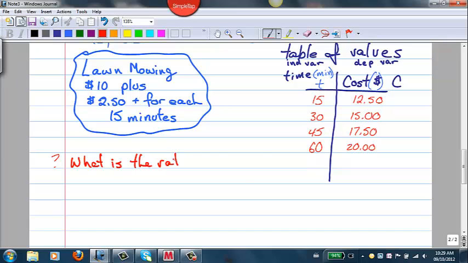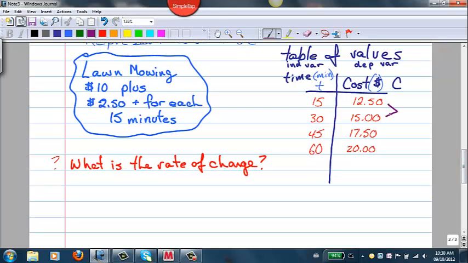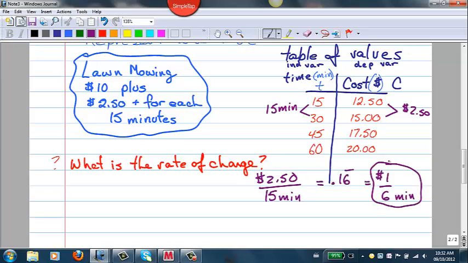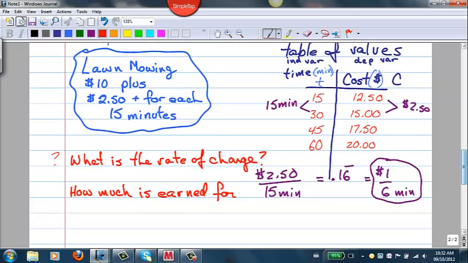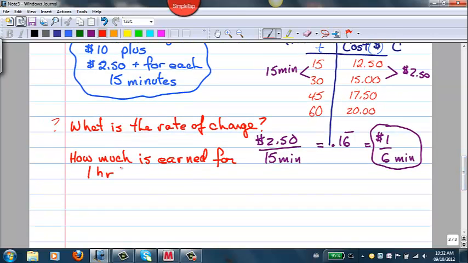So a question could be, what is the rate of change? Well, the cost is going up by $2.50, but the time is going up by 15 minutes. So the rate of change is going to be $2.50 per 15 minutes. If I simplify that, if I simply go 2.5 divided by 15, I get 0.16 repeating. Or if I reduce the fraction, I get $1 for every 6 minutes, 1 over 6.